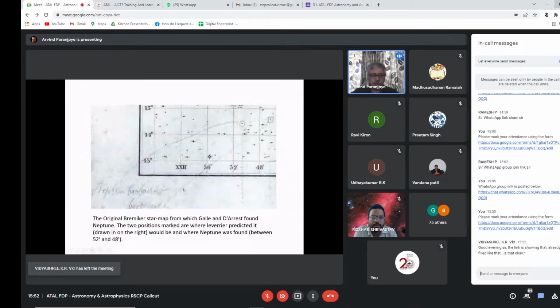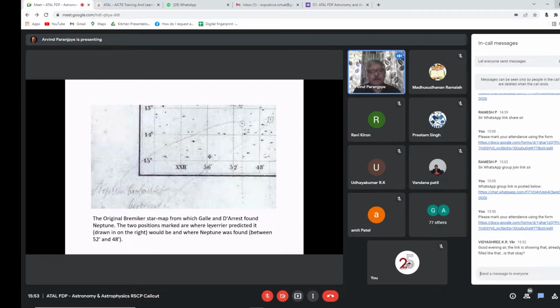This is the new set of star maps, the original Berlin star map, which Galle and d'Arrest used. This is the predicted position, and this is where they found this new object. Then he observed for a couple more days and sent this data back to Le Verrier, saying see, we have discovered the object that we found.